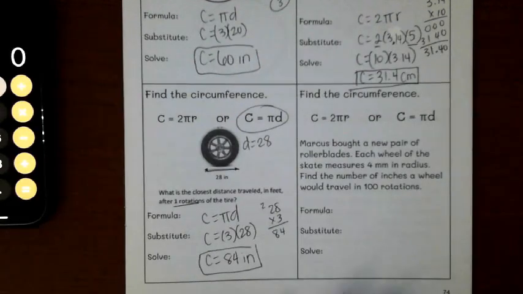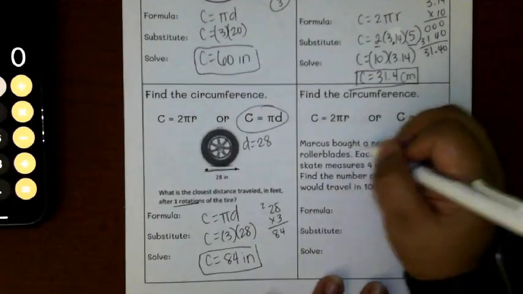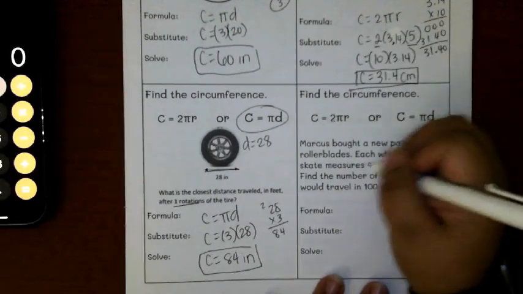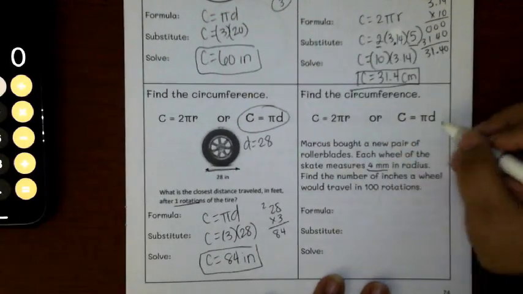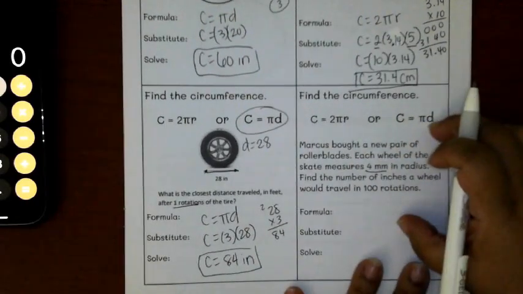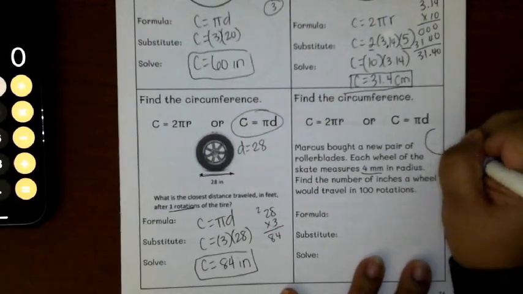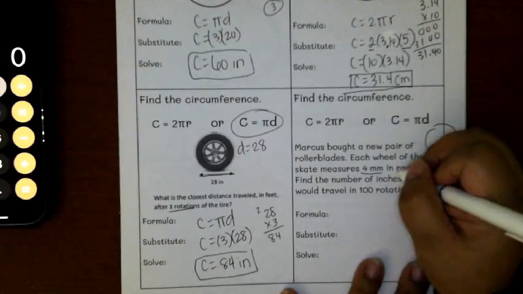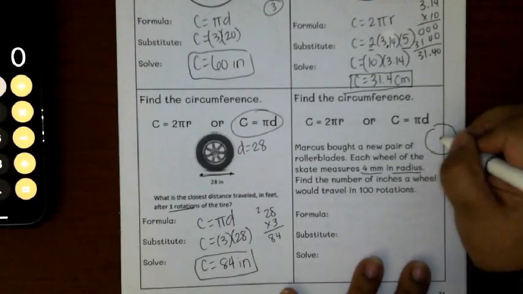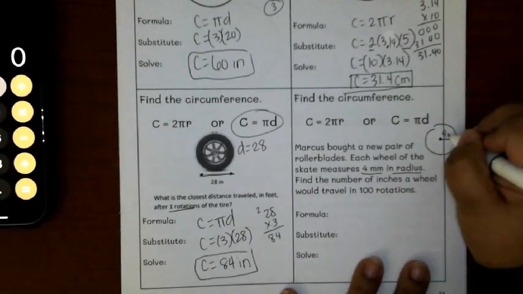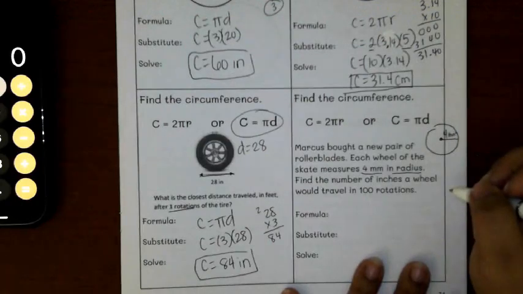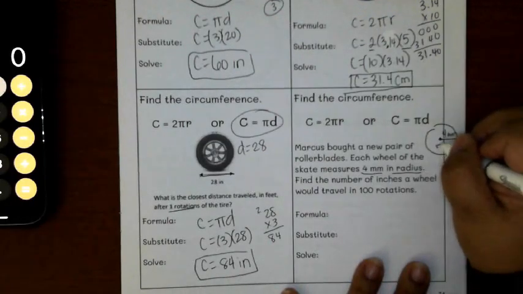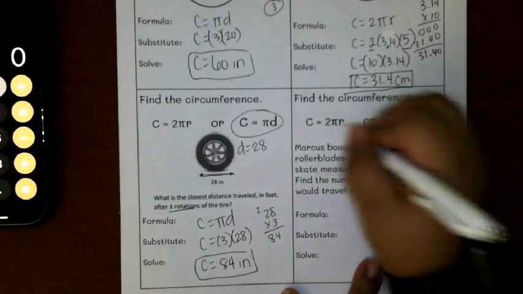Okay? Marcus bought a new pair of rollerblades. Each wheel of the skate measures 4 millimeters in radius. If you have a question that looks like this, draw it out. It says each wheel of the skate measures 4 millimeters in radius. That means from center to edge, it is 4 millimeters. So because we have radius and not diameter, we're going to use C equals 2 pi r.